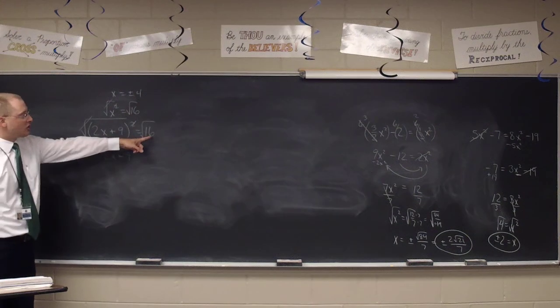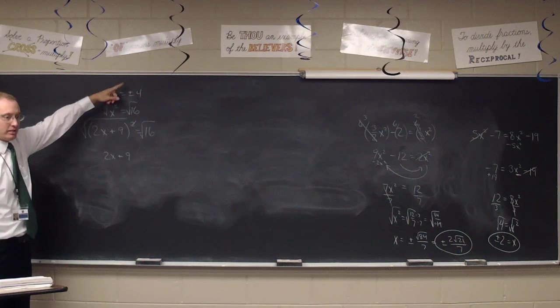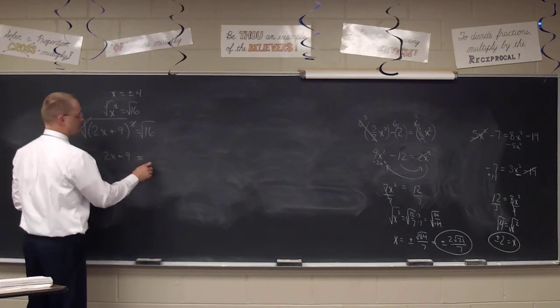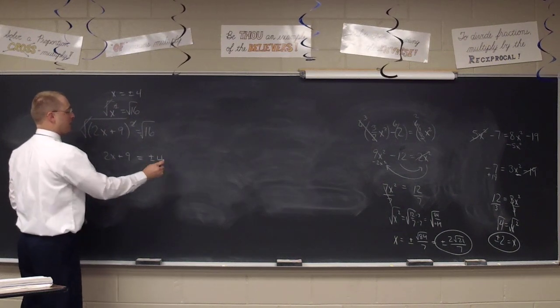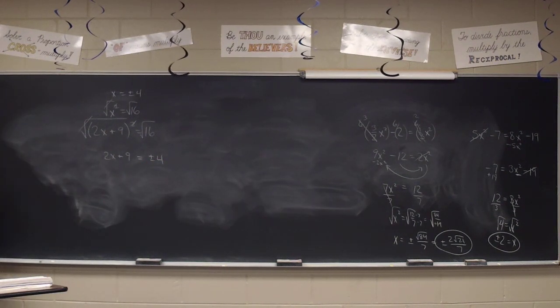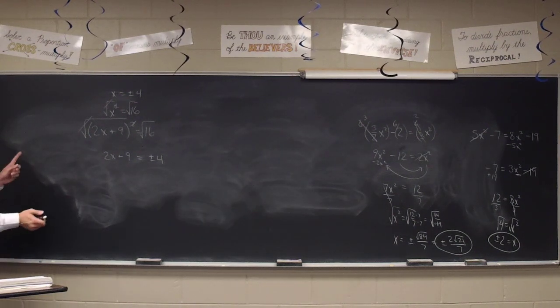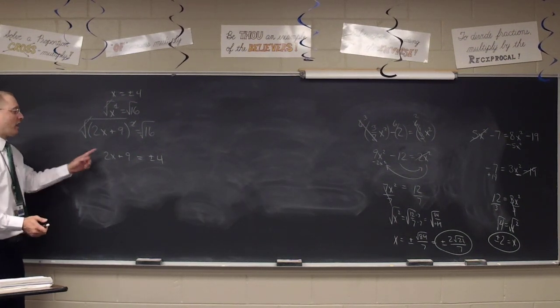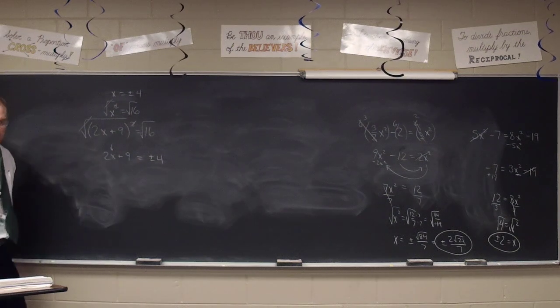But over here, just like before, when you take the square root of 16, you get positive negative 4. It's just not an x equals, it's a 2x plus 9 equals. Make sense? Which means I'm not done. Which means now I got to solve for x.